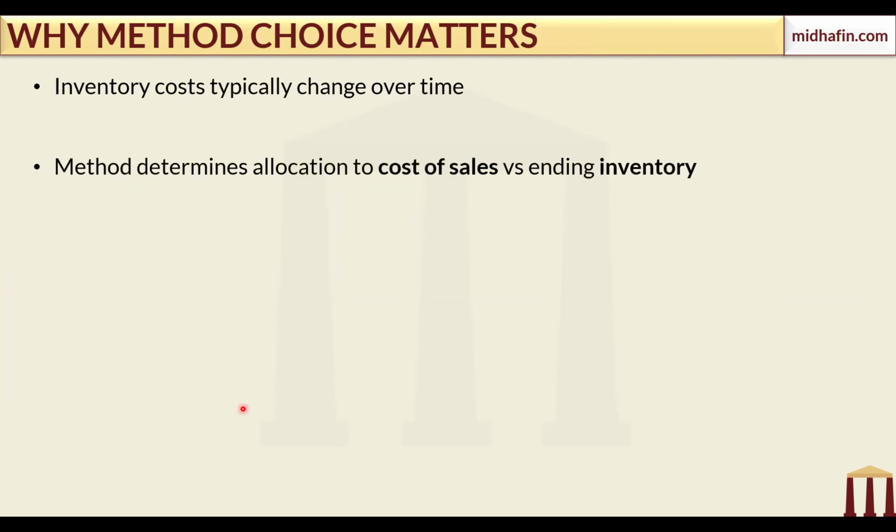Now, the method which you select will determine the allocation to cost of sales versus ending inventory. So, whatever method you choose, that will determine how much of your cost will be allocated to ending inventory, and how much will be allocated to cost of sales. So, basically, how much will be capitalized in the ending inventory and how much will be expensed, and when it will be expensed. When is also important.